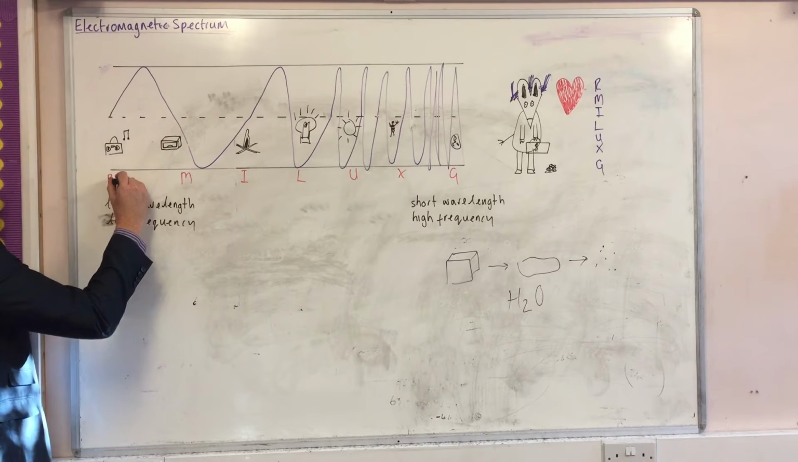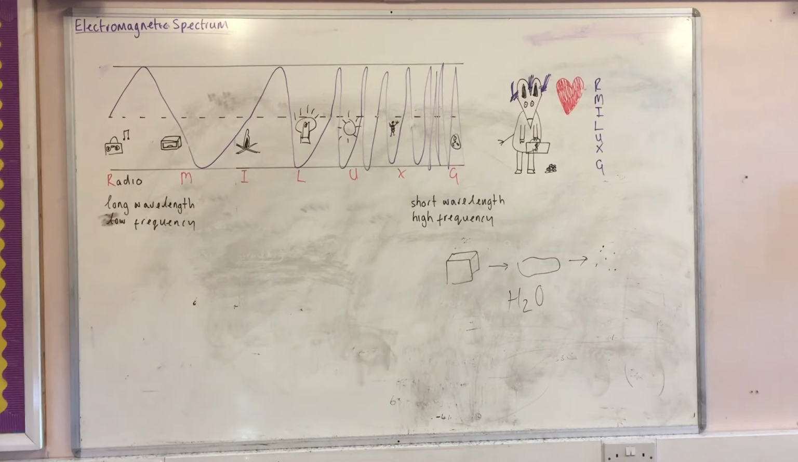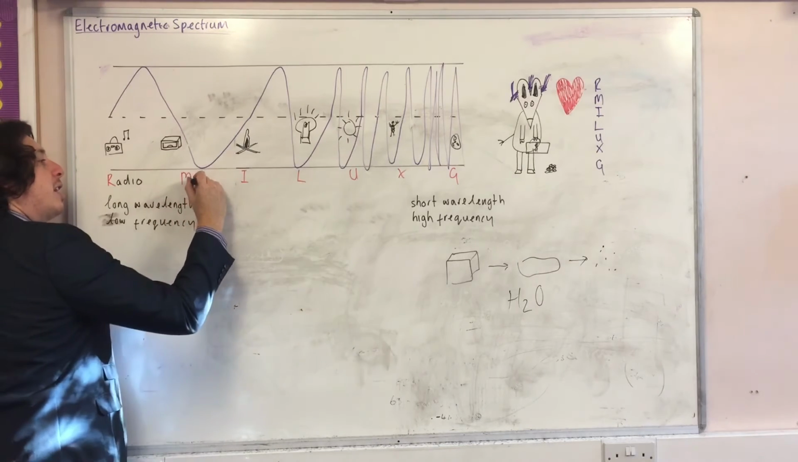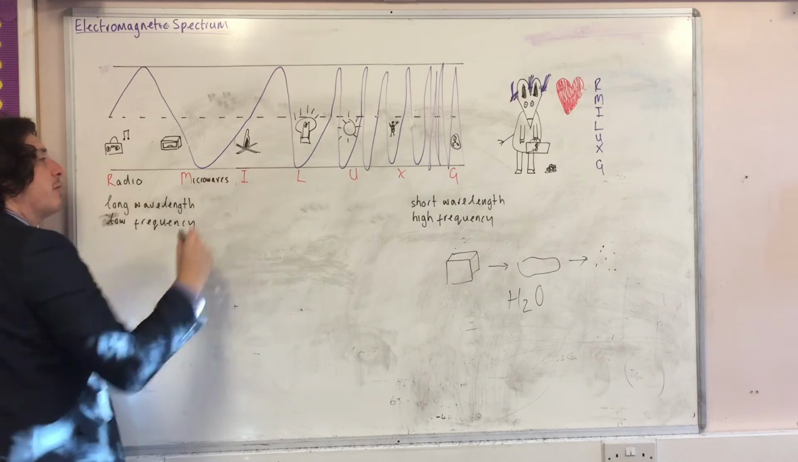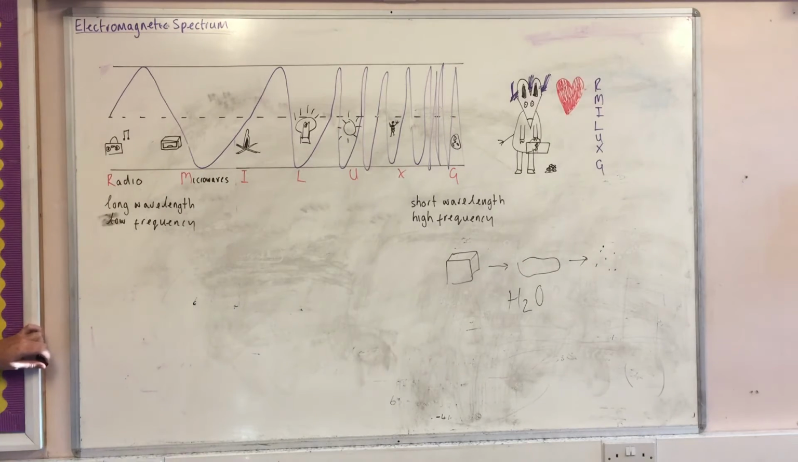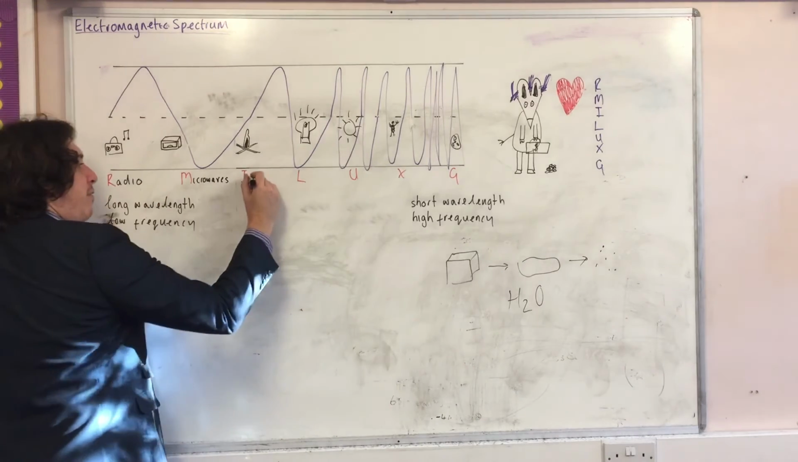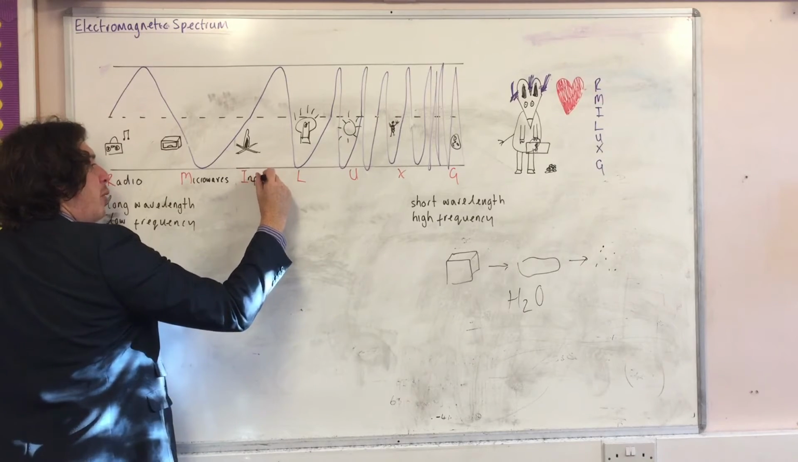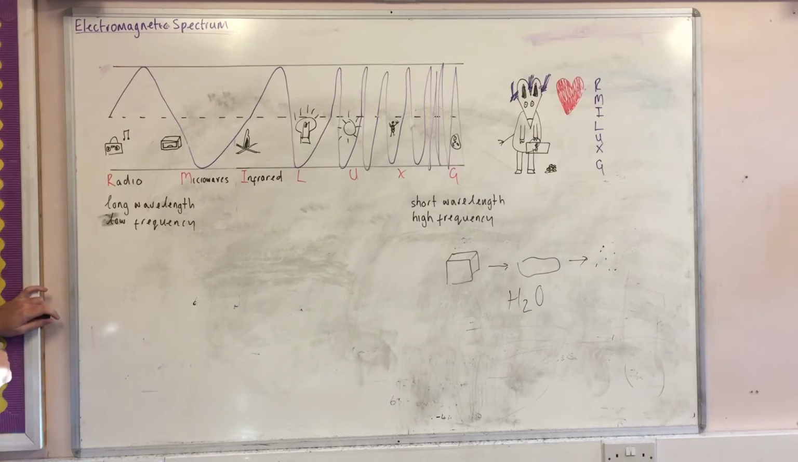So, the longest waves are radio waves. No known dangers, very low energy. The next after that are microwaves. Microwaves cause internal tissue heating. They're also used in communication with satellites. Everything with a temperature above absolute zero, so above minus 273 degrees, gives off infrared, so that's related to heat, and that's what we use in your remote controls.